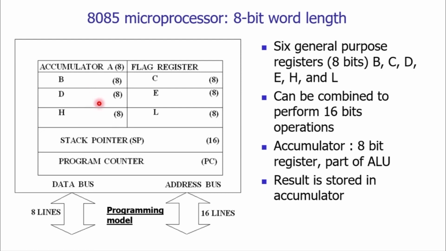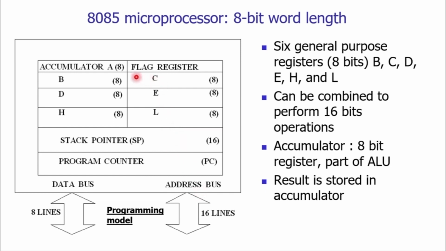If I say add H and L, the data of H and L will be added together. The result of this addition will be stored in the accumulator A, and from this location, it will be transferred to its destination in the memory.